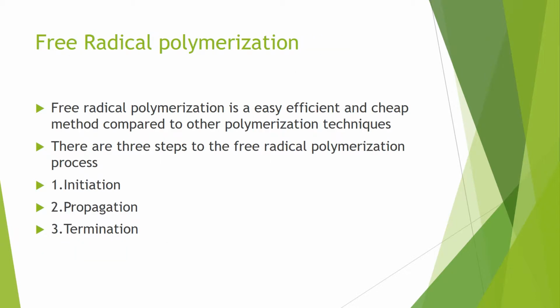The free radical polymerization process is a very efficient and cheap method compared to other polymerization techniques such as suspension or bulk polymerization. And there are basically just three easy steps to free radical polymerization, those being the initiation to start it off, second the propagation phase, and then finally the termination phase.